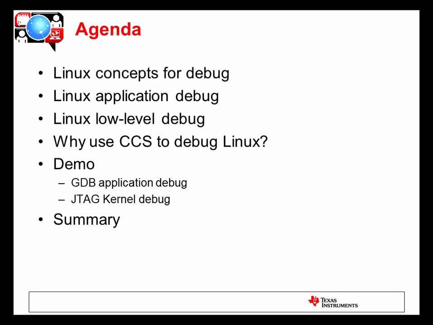The agenda today covers some basic concepts necessary for the overall Linux debugging process, followed by specific methods for each case. Application debug, which uses the built-in Eclipse features of Code Composer Studio, and low-level debug, which uses the JTAG emulation traditionally used by embedded developers. At the end, a demonstration of each method will be shown directly on the tool.